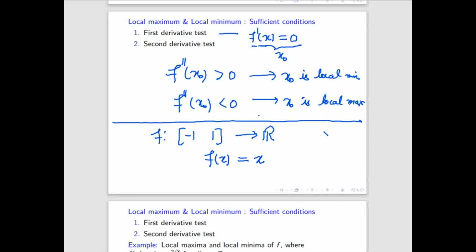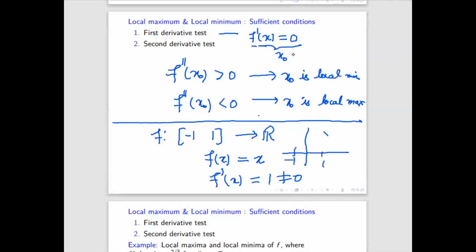So what is the derivative of this function? One, it's a constant. So the derivative of this function is 1, which is never 0. What does it mean? The derivative is not 0, it is constant. So someone is saying no minima or maxima.